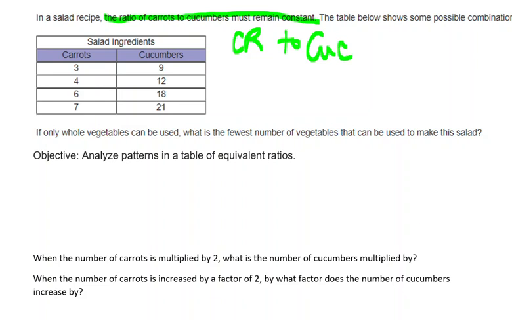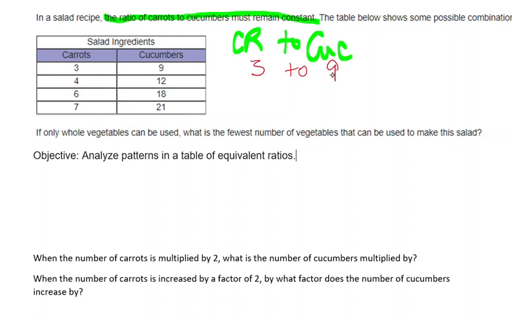That's a part-to-part ratio, and that is 3 to 9, or 4 to 12, or 6 to 18, or 7 to 21. It doesn't matter which pair we pick, it's going to be equivalent because they're telling us up here the ratio of carrots to cucumbers remains constant.